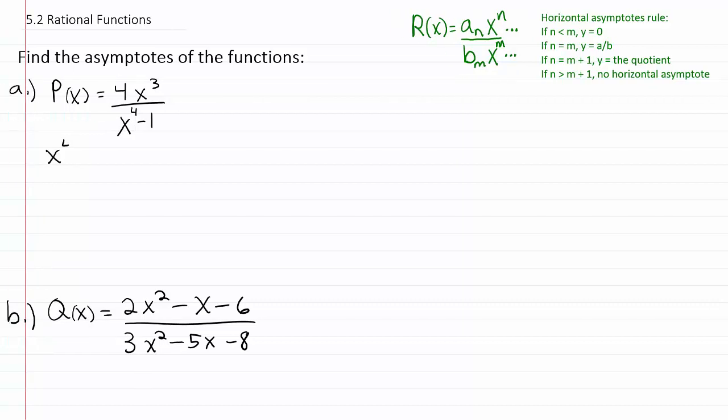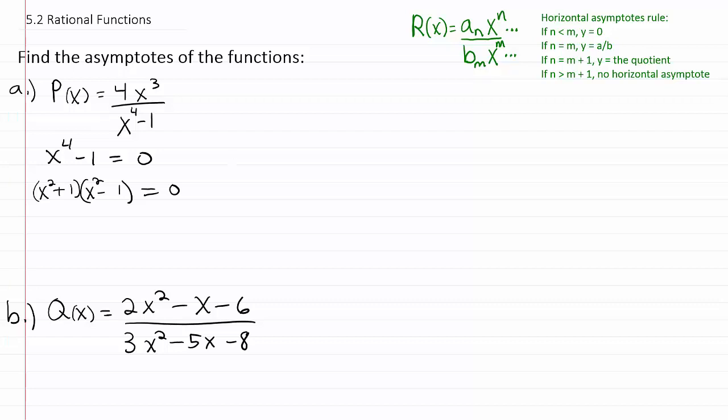For the vertical asymptotes, you just set the denominator equal to 0. So it'll be x to the fourth minus 1 is equal to 0. And that, of course, can be factored as a difference of two squares initially. So we'll have x squared plus and minus 1 and 1.